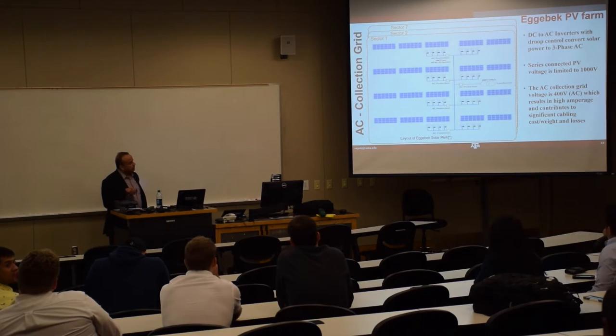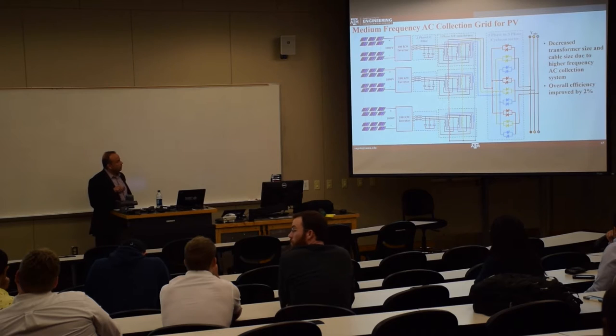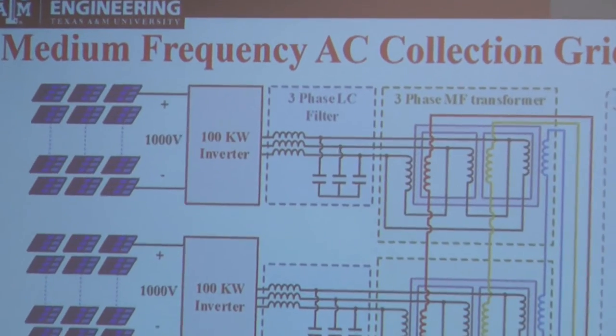So that was one of the biggest issues. How could we look at a different configuration? I think that was the question posed. So our approach was that you still use the AC collection grid. That means you have these AC PV panels. You still have three-phase inverters, 100 kilowatt converters. And then here you operate that same AC drive.